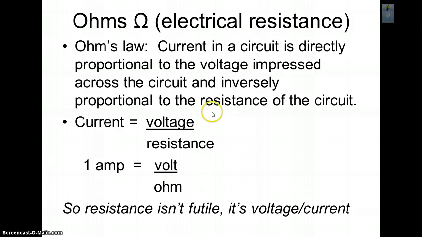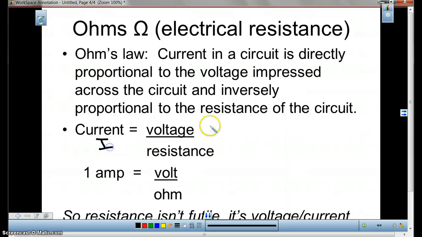Ohm's law: resistance is symbolized by the Greek letter omega. The current in a circuit is directly proportional to the voltage across that circuit and inversely proportional to the resistance of the circuit. So we get the equation: current, I, is equal to voltage, V, over resistance, R, measured in ohms, symbolized with the Greek letter omega. That kind of leads us to: resistance isn't futile, it's voltage over current. Anyway, okay.